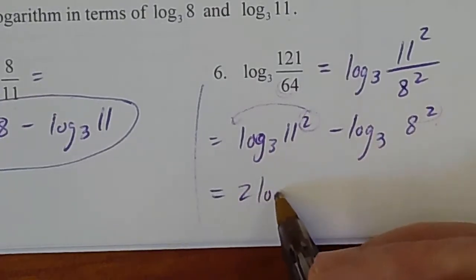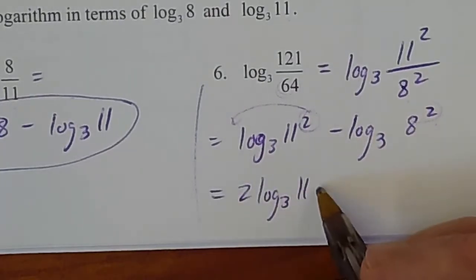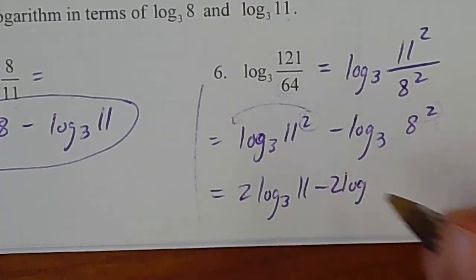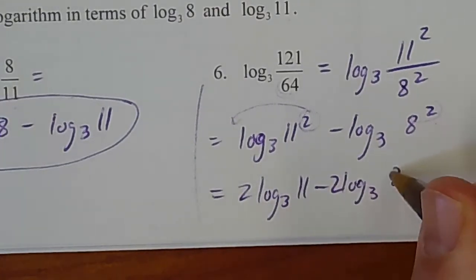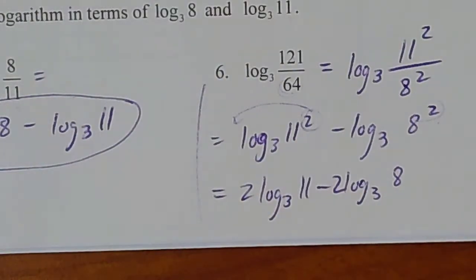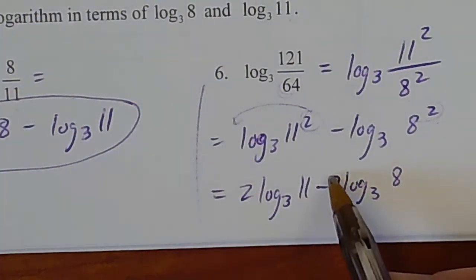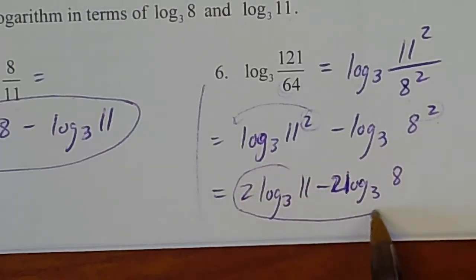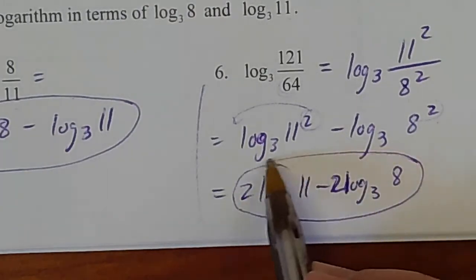So it's 2 times log base 3 of 11 minus, oops, I forgot to squeeze the 2 in there, minus 2 times log base 3 of 8. And the directions didn't really say expand it as far as you can. They will on the next page, and it'll be clear that you need to keep going here. All right, so that's the final answer to this one.